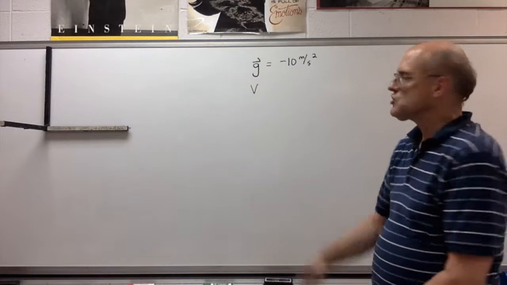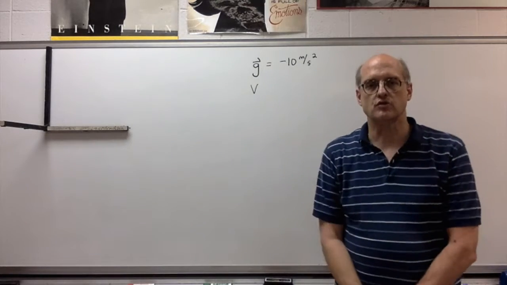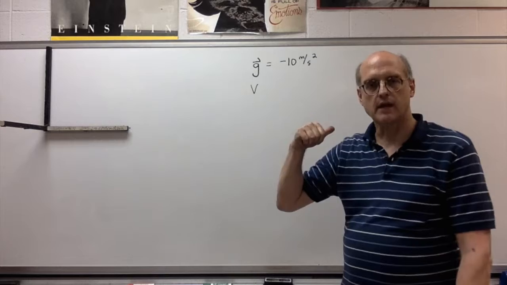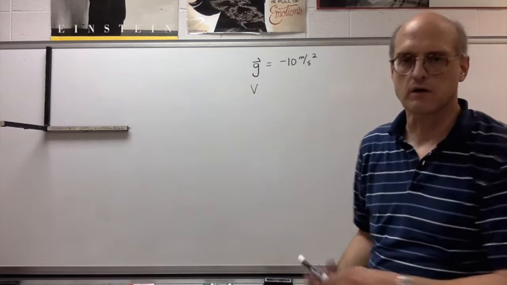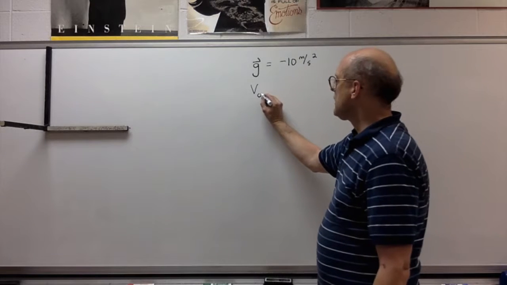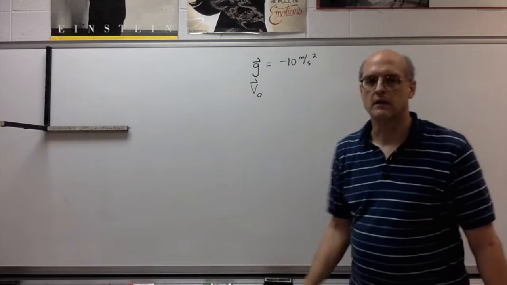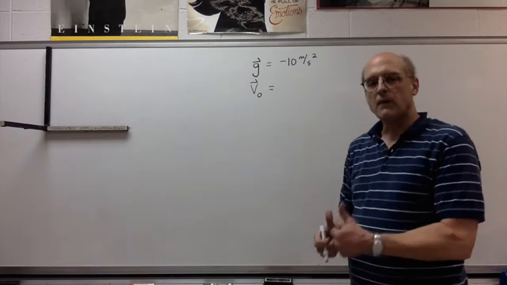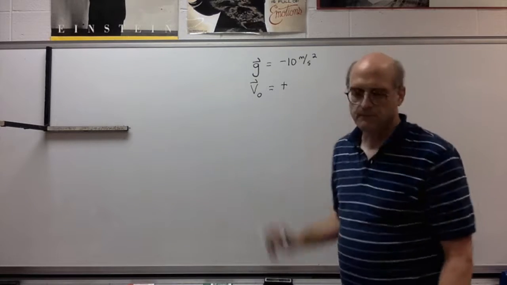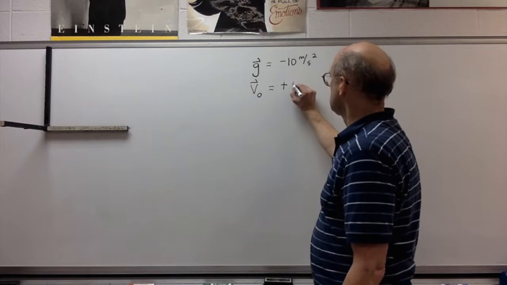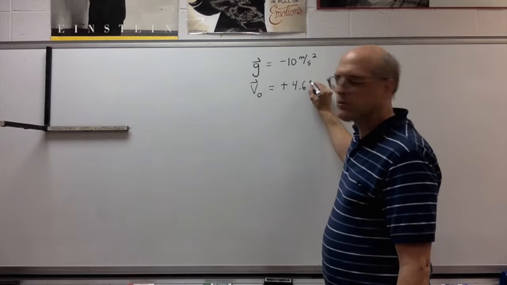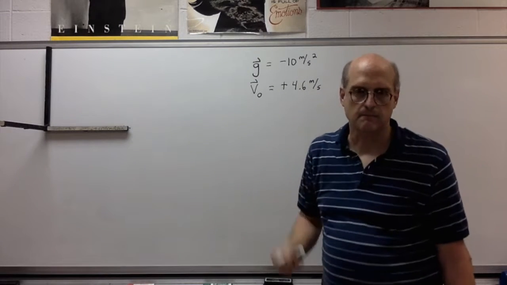So the given information consists of the acceleration due to gravity, and I'm going to call down negative, so that's negative 10 meters per second squared. And then the original velocity of the ball, V0, is upward, so it's positive 4.6 meters per second.